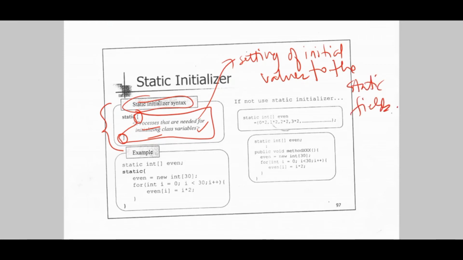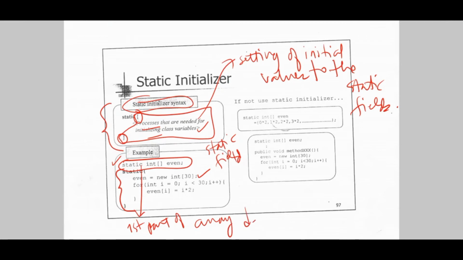Now we have here an example. We have even as a static field, and it is a one-dimensional array of integers, and we use a static initializer to set initial values to the 1D array even. First, by allocating RAM space. Remember, this part here is the first part of array declaration. What is involved in the first part? Declaring the array name, which is even, declaring that it is a one-dimensional array because there is only one square bracket, and the data type of the array elements.